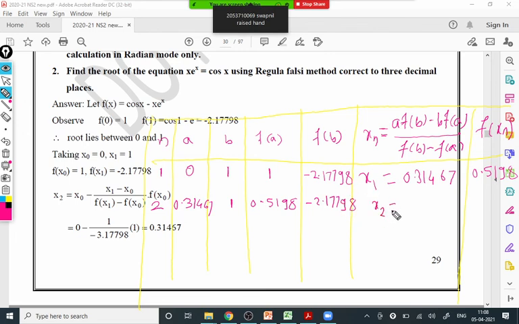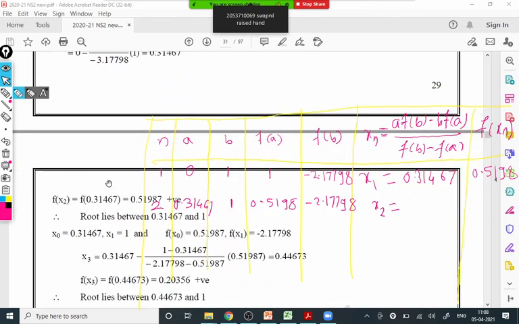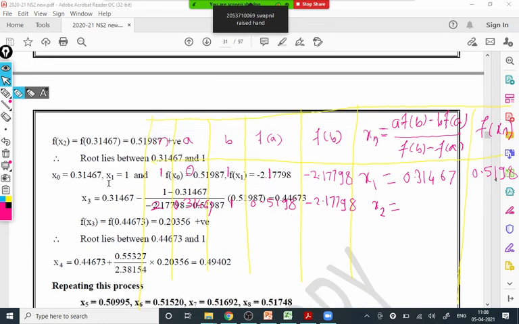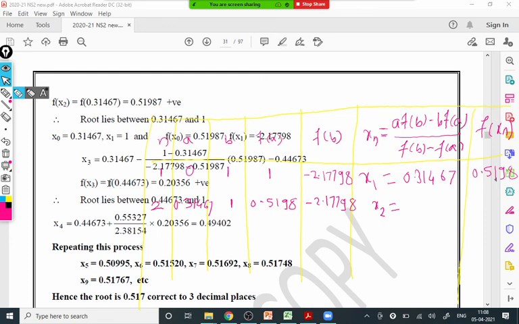And now you have to move to x2. So you have again a, b, f of a, f of b. New values are available, so just use those values and calculate x2. I think it is coming 0.44673. I did the calculation. If you have a different value, you should tell me. Yes, sir, it is same. Okay, very good.